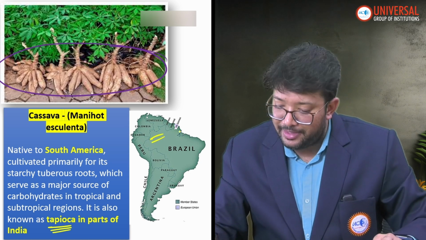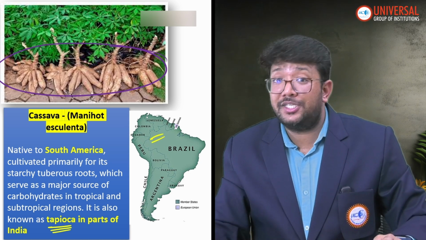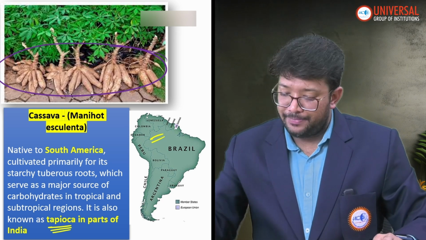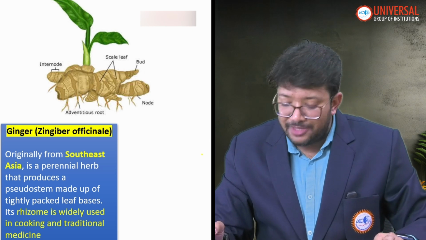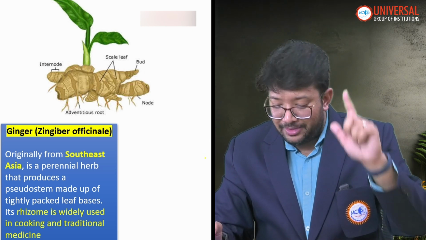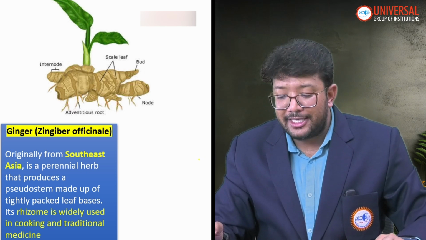And this is the South American map. Whenever you solve any questions, especially related to geography, you should have the maps with you at all times. Second is ginger. The scientific name is Zingiber officinale. It originates from Southeast Asia, meaning ASEAN countries. It is a perennial herb that produces a pseudo stem.